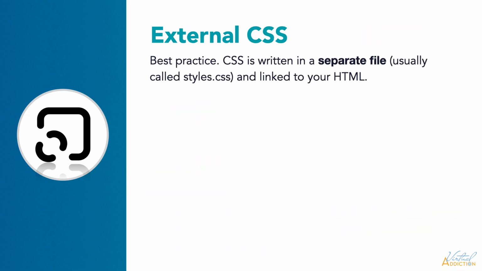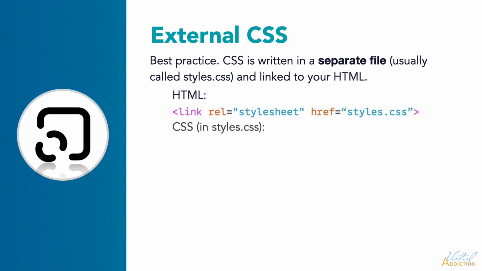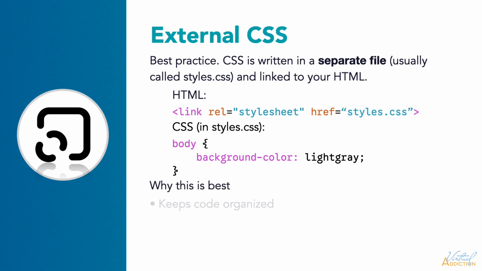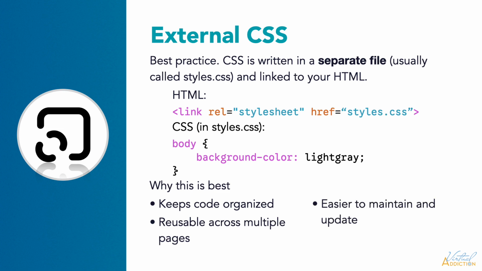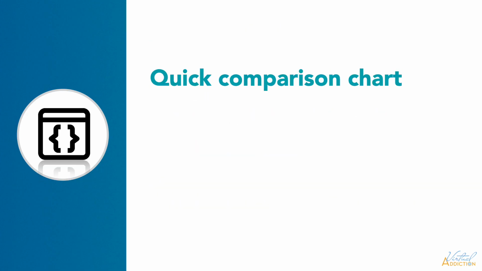External CSS is considered best practice. In this approach, all of your CSS is written in a separate file, usually called something like style.css, and then it's linked to your HTML. This method keeps your code organized, allows you to reuse styles across multiple pages, and makes updates much easier. Because of these advantages, external CSS is the industry standard.